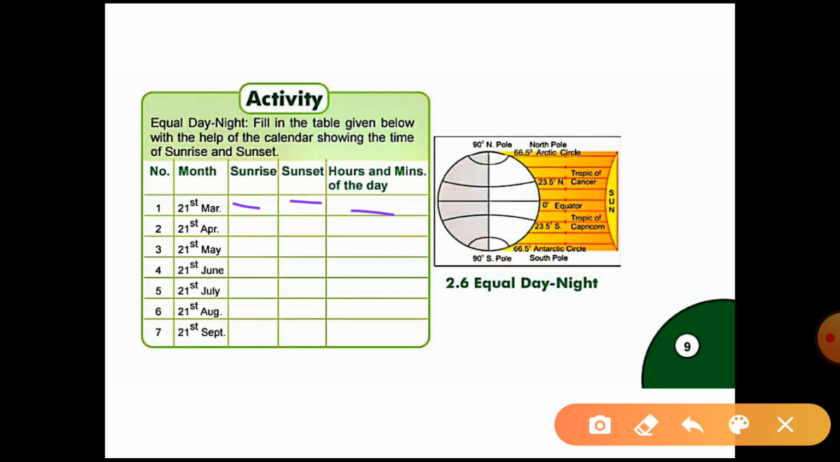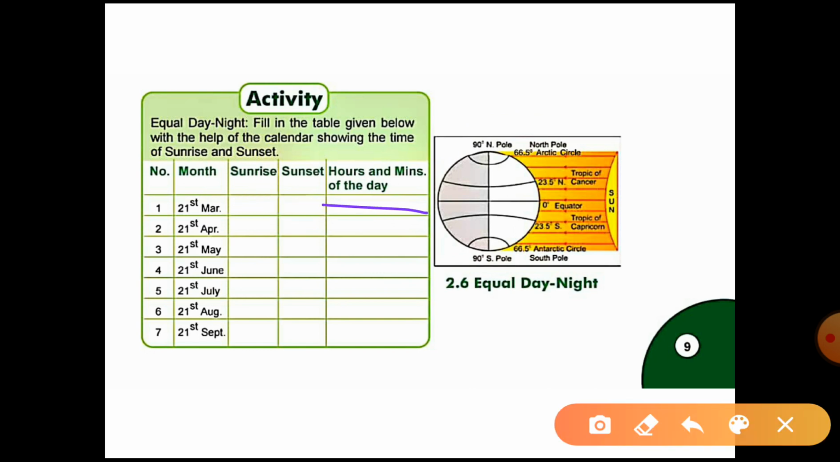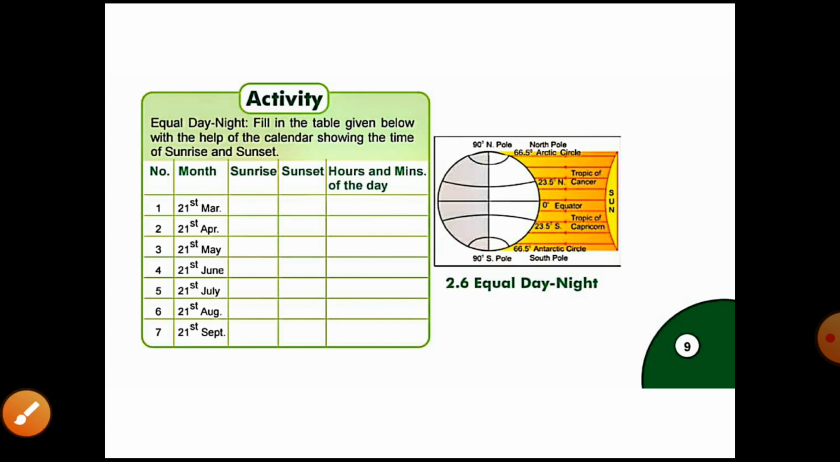What you have to write here? Sunrise. Okay, what is the time of sunrise? At 7 o'clock, 6 o'clock, 6:30. Sunset means at 5 o'clock, 6 o'clock, 7 o'clock. What is the time, in hours and minutes, of the day? Okay, so what is the duration of a day? That you have to write here. You have to write the duration of the day. In the same way for 21st April, 21st May, 21st June, 21st July, 21st August and 21st September.